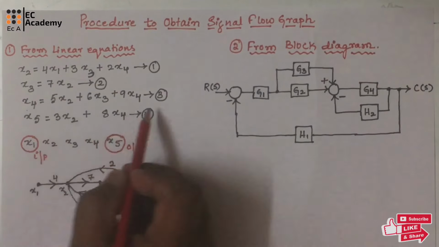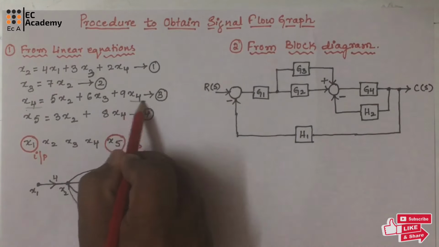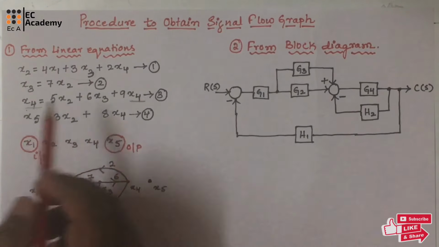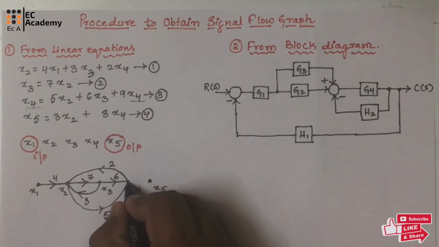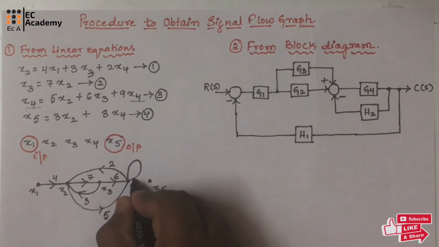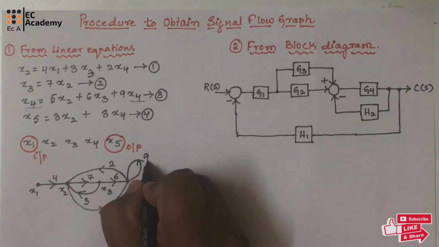Now if you observe this equation, x4 has a signal from x4 itself, which means it has a self loop. So we draw a loop, which we call a self loop, and write the gain of the signal as 9.